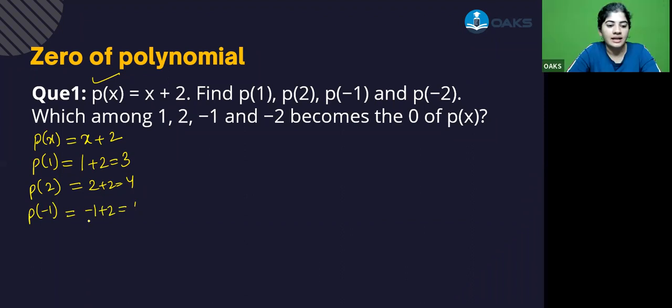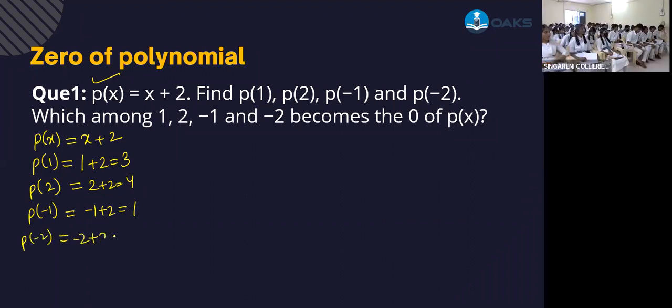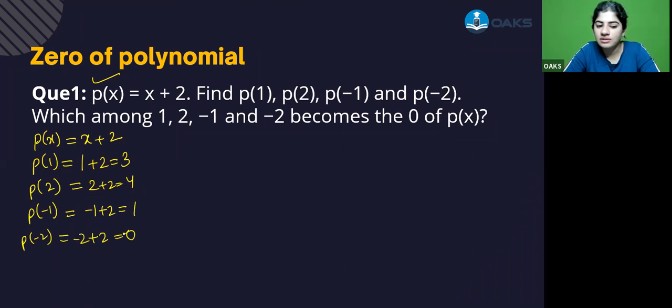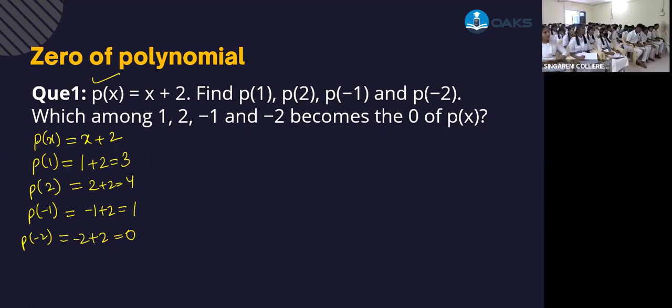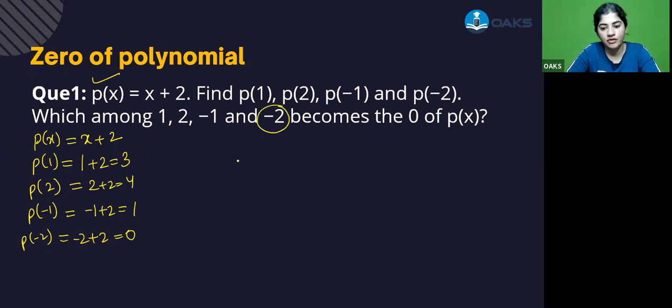Yes, 1. Okay, so this is also not the 0 of a polynomial. Now let's see. P of minus 2 is what? Yes, it is 0. So can you say that from 1 to minus 1 and minus 2, which one is the 0 of the polynomial? Minus 2. So minus 2 is the 0 of a polynomial.